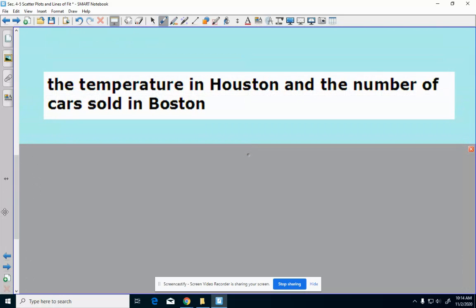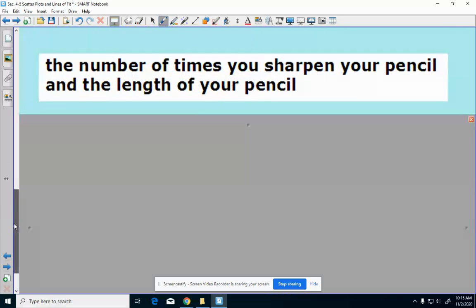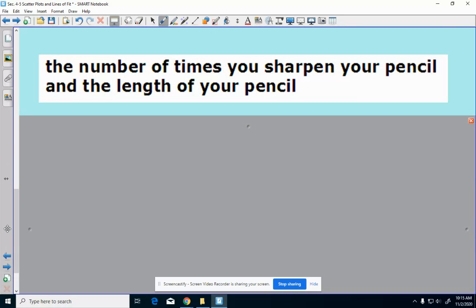What about this one? The temperature in Houston and the number of cars sold in Boston. No. So there we have one where those two don't rely on each other. Like the guy down in Boston says, hey, bud, what's the temperature down there in Houston today? 85. Okay, that means good day selling cars, right? That's not real.